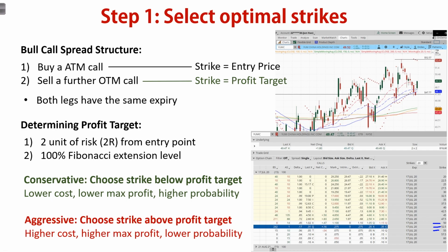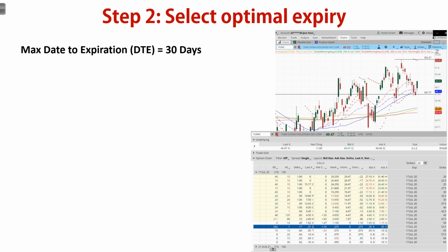Or I can also be aggressive and choose the higher strike that is above my profit target, and in this case, it will be $55. Pay more for the trade and get a higher max profit. But the stock may not reach this higher price by expiry if the momentum is not strong enough. Alright, so these are some of the tips that you can consider while selecting your strike prices.